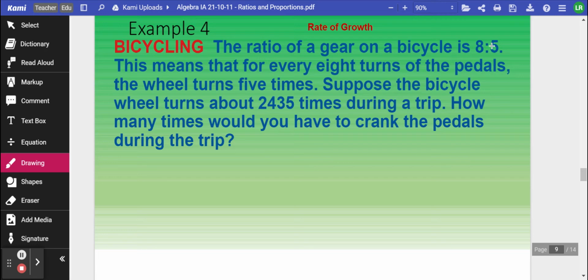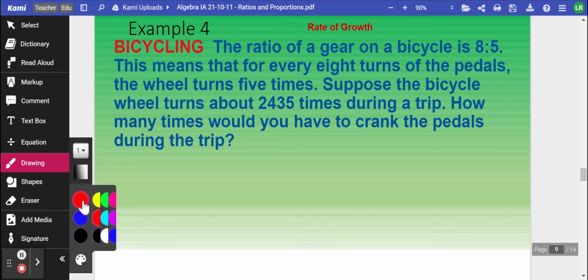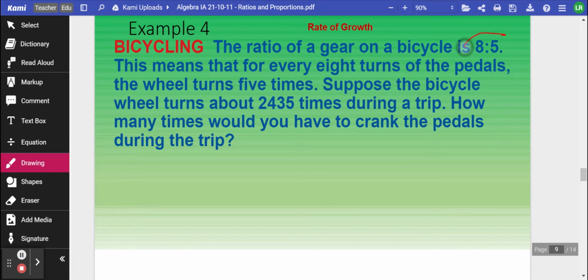So here's my initial ratio. It is 8:5. And that is going to be a fraction, 8/5. The thing is, I need to know what the 8 really means, and I need to know what the 5 really means. And if we look here, it says 8 turns of the pedal. So that deals with the pedal. And the 5, the wheel turns 5 times. So that is for the wheel.